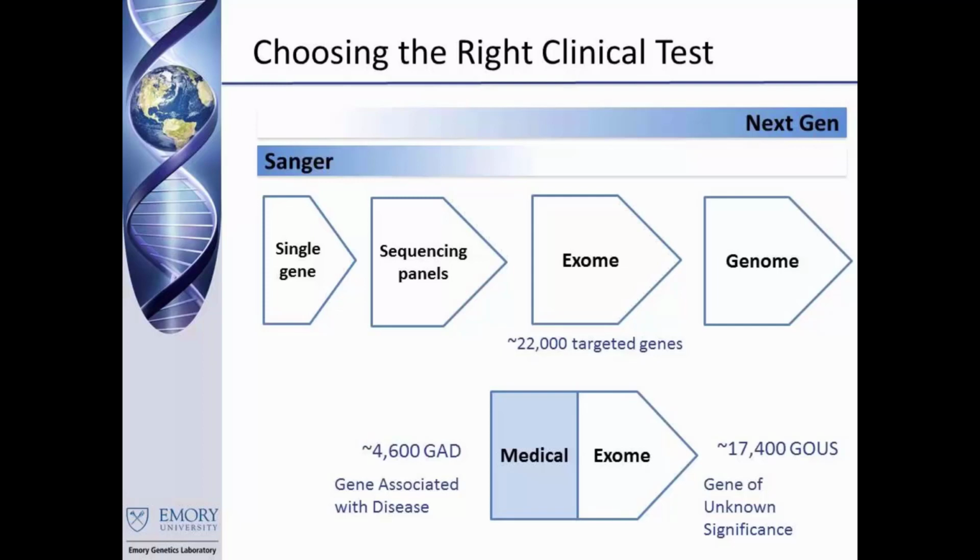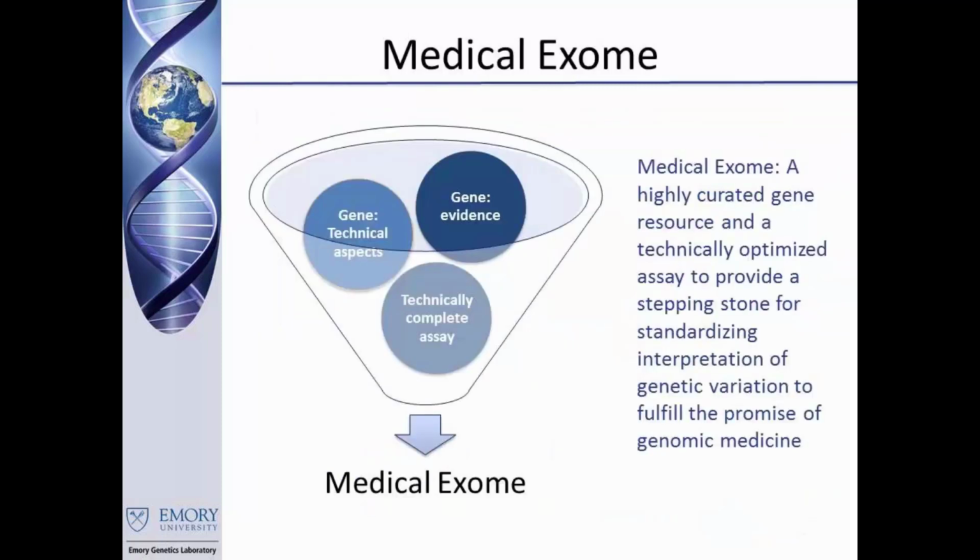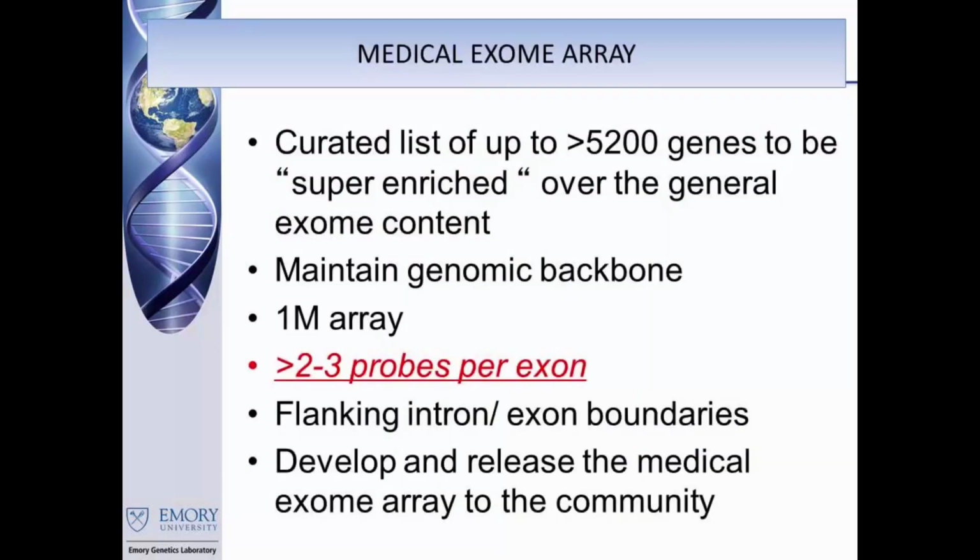So we are doing this continuous curation in our lab, and that's where we launched a medical exome project, where we wanted to curate the gene for its evidence, look at the technical aspects of the gene, GC content, deletions, duplications, point mutations, and develop a technically complete assay, not just an NGS assay, but an assay to detect copy number variation as well. And that's where we started working with OGT to develop a medical exome array. The idea being that about 18,000 genes today are not associated with disease, but we want to do gene discovery, so we wanted to maintain coverage across those genes, but super enrich the coverage for 5,200 genes, which are today known to be associated with disease, but their mutation spectrum is not known.